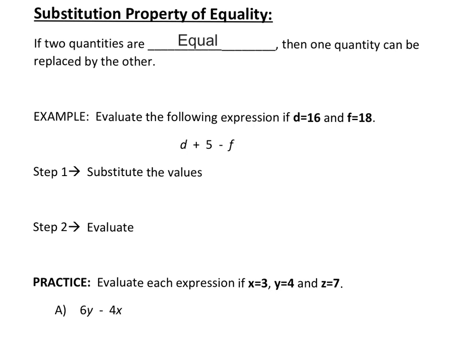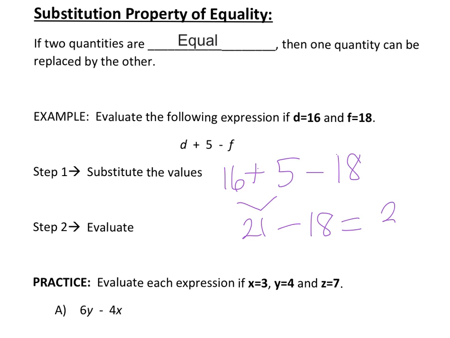So for example, evaluate the following expression if D equals 16 and F equals 18. So this is just a substitution problem. So step one, you're going to substitute in the values. So in this case, I'm going to substitute in 16 for the letter D, and I'm going to add 5 minus F, which is 18. So I'm going to substitute 18 for F. Now we use order of operations to evaluate. So we're going to go from left to right, and 16 plus 5 is 21. We subtract that from 18, and our final answer ends up being 3. And that would be our evaluation.